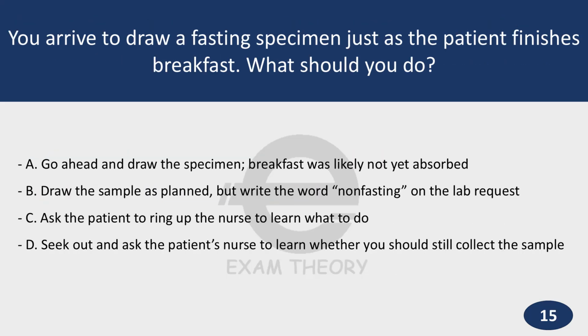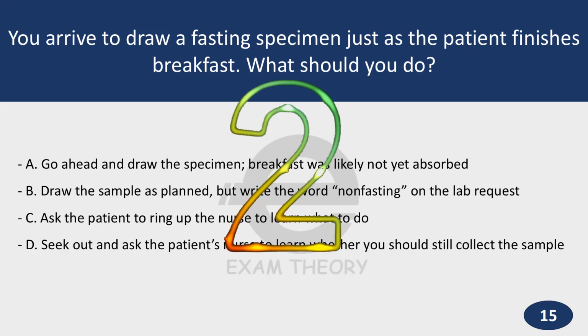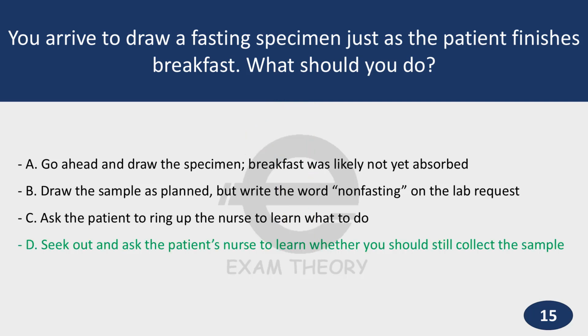You arrive to draw a fasting specimen just as the patient finishes breakfast. What should you do? A. Go ahead and draw the specimen. Breakfast was likely not yet absorbed. B. Draw the sample as planned, but write the word non-fasting on the lab request. C. Ask the patient to ring up the nurse to learn what to do. D. Seek out and ask the patient's nurse to learn whether you should still collect the sample. The correct answer is D.